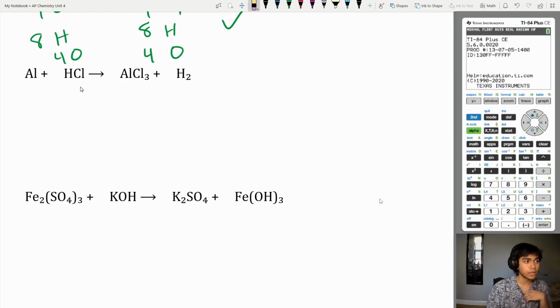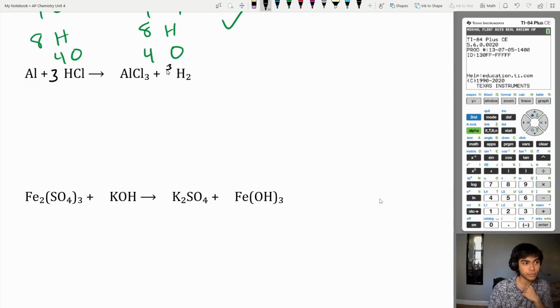We have 3 chlorines on the right hand side and only 1 on the left hand side. So let's add a 3 here, and what that does is that it throws the hydrogen count out of balance. We have 3 hydrogens on this left hand side and only 2 on the right hand side. Since the only source of hydrogen is this diatomic hydrogen here, how are you going to get 3 hydrogens when you can only have factors or multiples of 2 hydrogens?